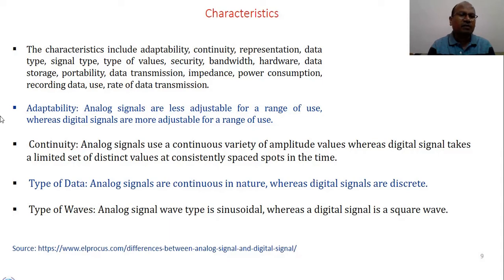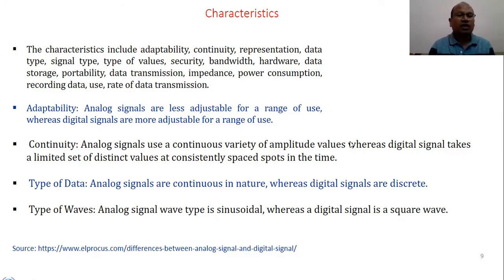So let's begin with adaptability. Analog signals are less adjustable for a range of use, whereas digital signals are more adjustable for a range of use. So it is adaptive for a large range of values for digital, whereas in the analog case, the adaptability is poor. Continuity: analog signals use a continuous variety of amplitude values, whereas a digital signal takes a limited set of distinct values at consistently spaced spots in time, that is, discrete intervals of time.